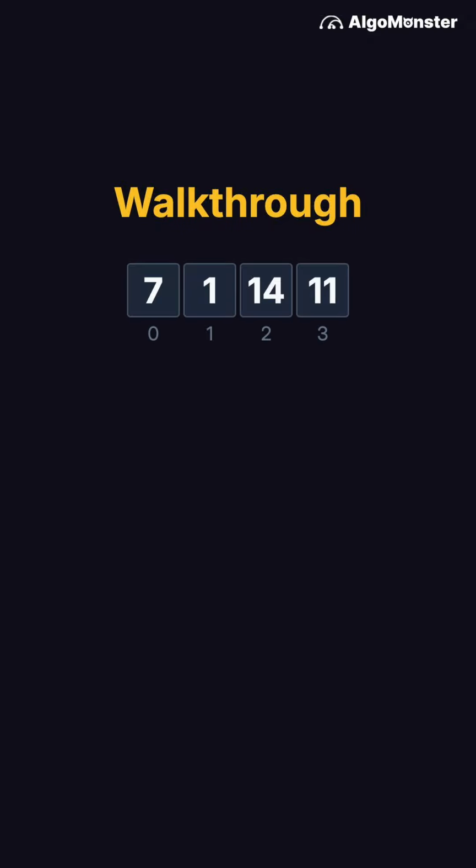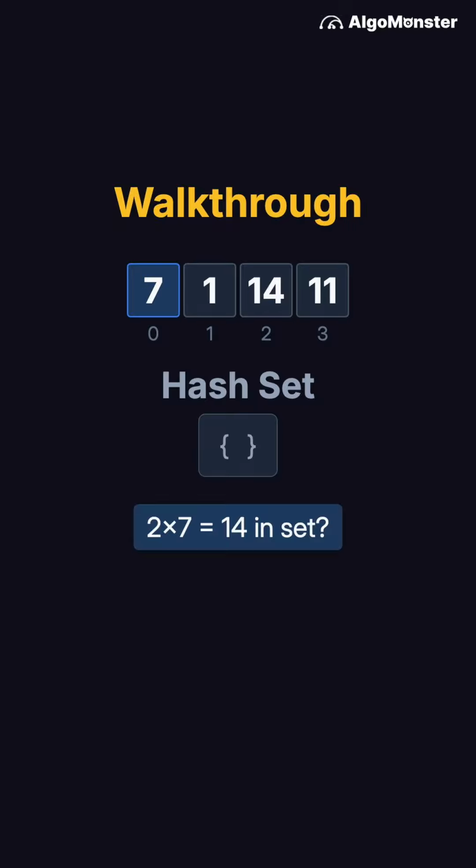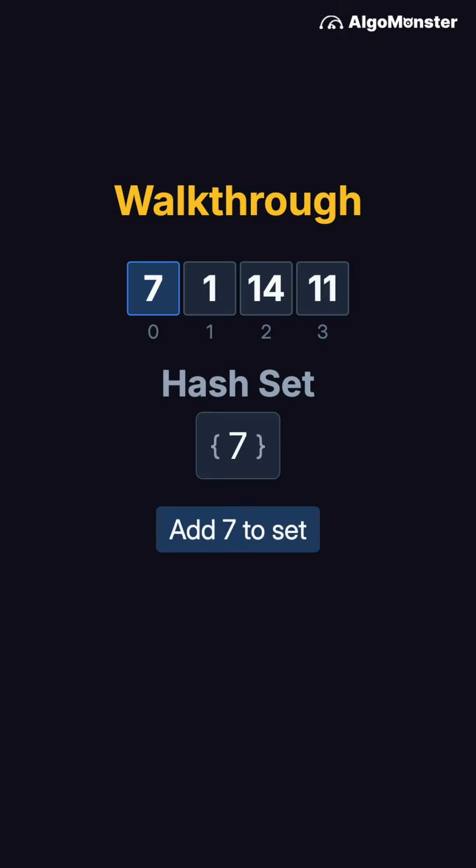Let me walk through this with a concrete example. Take the array 7, 1, 14, 11. We start with an empty hash set. First element is 7. Is double 7, which is 14, in our set? No, the set is empty right now. What about half of 7? Well, 7 is odd, so its half would be 3.5. That's not an integer, so we skip the half check entirely. No match found. We add 7 to the set.